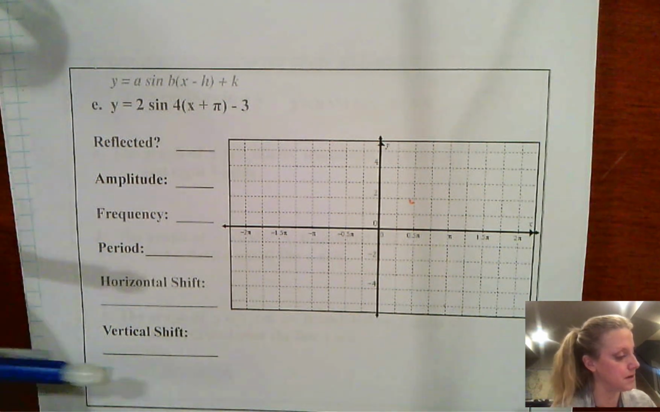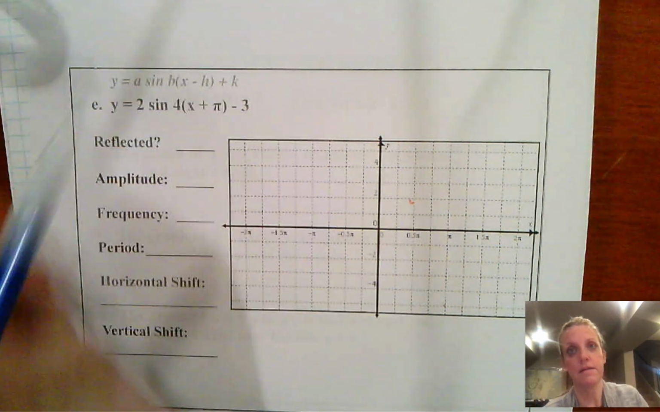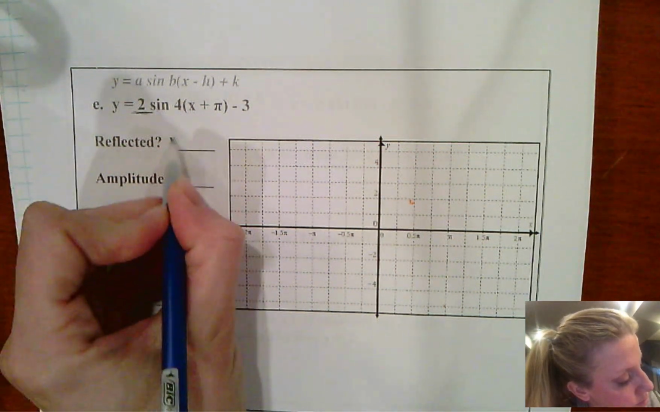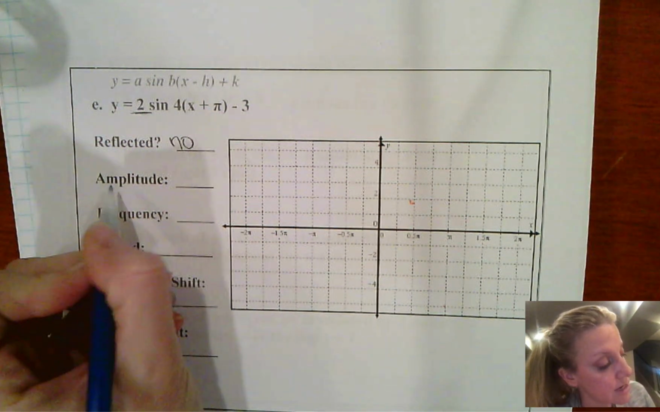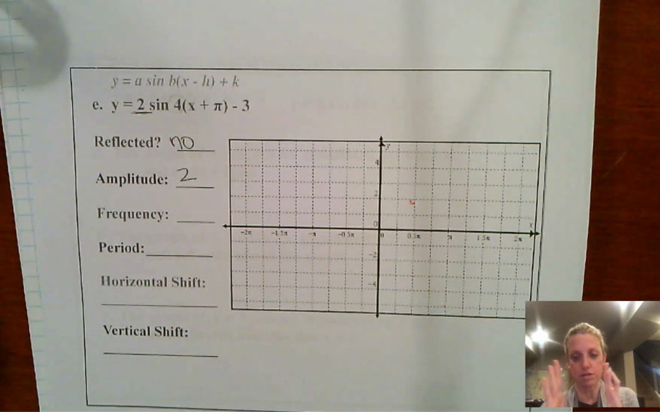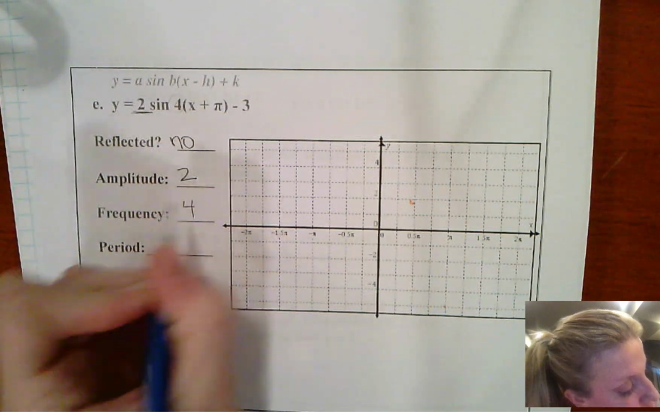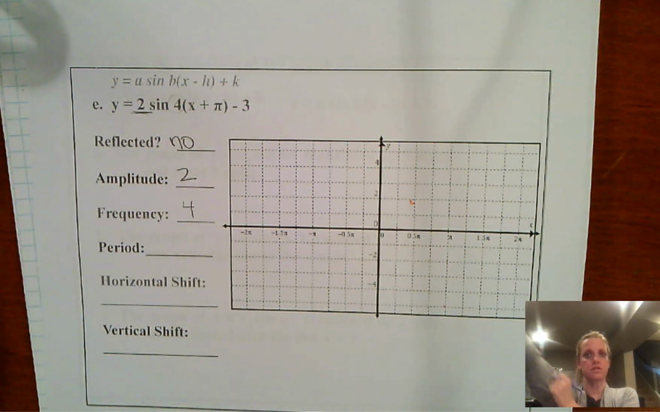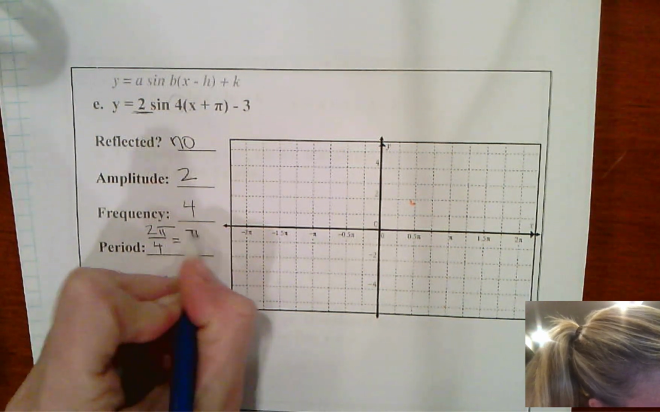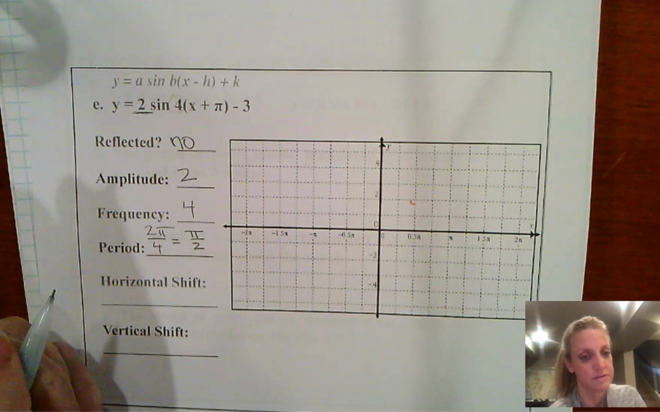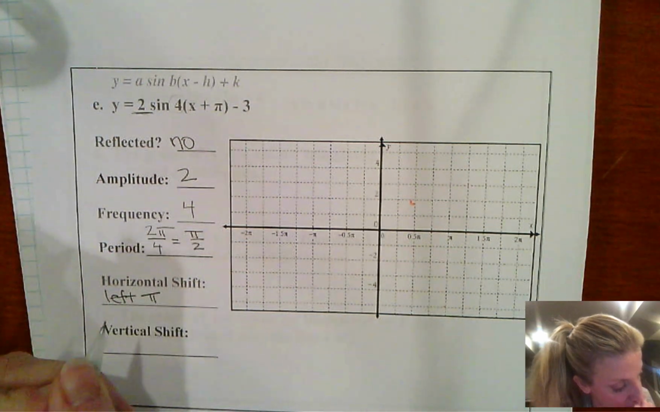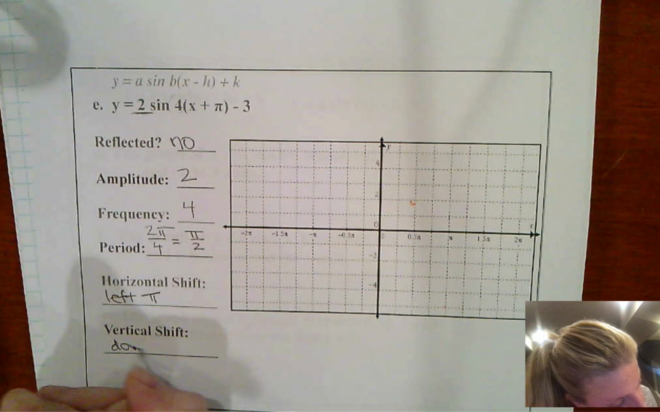This is the last example. There's a lot going on here, but I think you're ready for it. All right, do we have a reflection here? No. There's no negative out front with the amplitude or the stretch. The amplitude is 2. And then the frequency, oh, this accordion is going to be scrunched in really tight with the frequency of 4. We're going to have 4 sine curves squished into 2 pi. Then the period, 2 pi divided by the frequency, means every 1/2 pi we're going to have to fit a sine graph. That's going to be really tight. There is a horizontal shift to the left pi and a vertical shift of down 3.